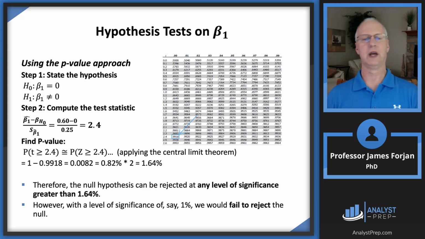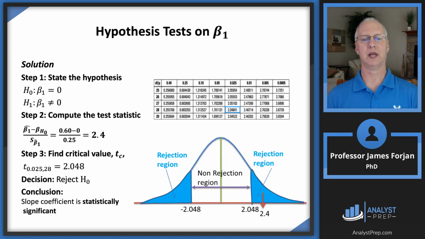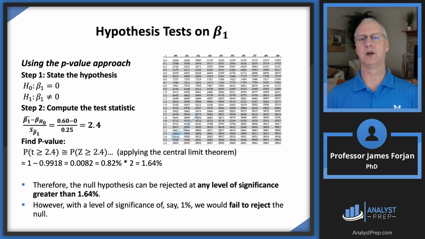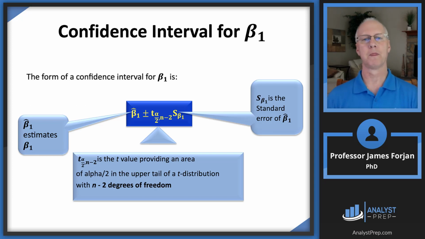So we're going to reject the null hypothesis again. So we reject here using the critical value method. We reject it here using the p-value method. That brings us to this third method. Let's look at the confidence intervals.